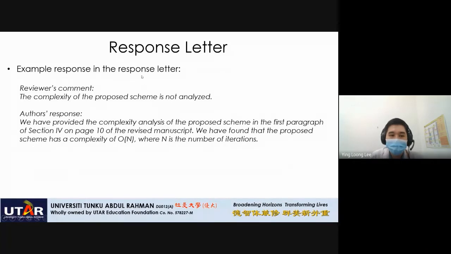So this is just an example. For example, if you have a reviewer comment saying that something is not done, like complexity of a proposed scheme is not analyzed, then you should say, okay, we have provided the analysis in the revised manuscript in the first paragraph on which section and which page, right? And then further mention that you have highlighted the findings, right? We have found that the proposed scheme has a complexity of O(n), where n is the number of iterations. So you also highlight it in the response letter, okay?